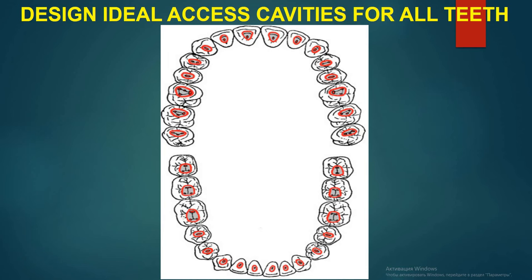Design ideal access cavity for all teeth. In the central incisor it is 1, lateral incisor 1, canine 2, first premolar 2, second premolar 1, first molar 3, second molar 3, and for the third molar it is variable.